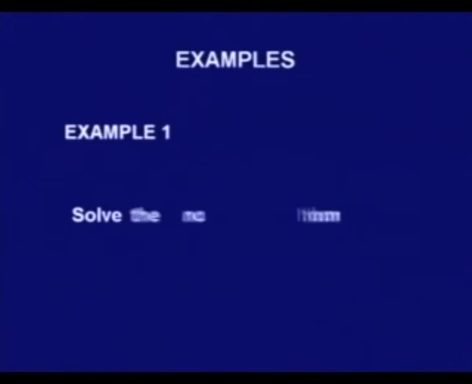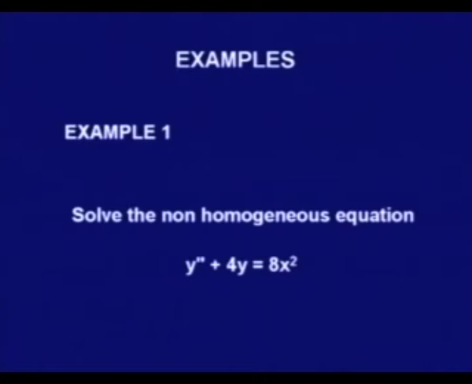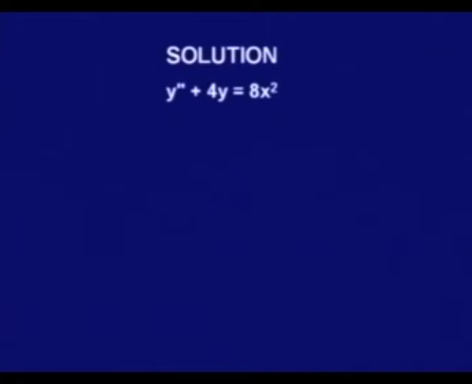So, let us go with the examples. First example, let us say: solve the non-homogeneous equation y'' + 4y = 8x². We see this is a second order equation, the coefficients are constants, and the right hand side is of the special form, that is, it is a polynomial, 8 times x to the power 2. So, go for the solution.